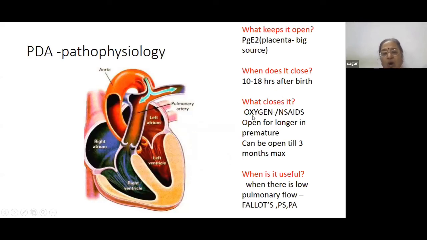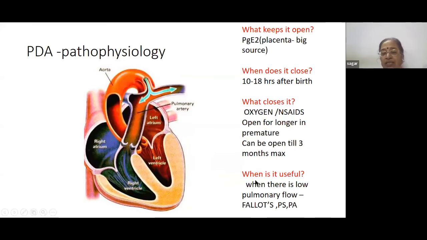What closes it? Oxygen. The first breath that the infant takes releases oxygen, and oxygen causes constriction of the PDA, and you remove the placenta, so the PGE2 goes off. So that is when the PDA will close at birth. Now NSAIDs, because they are prostaglandin antagonists, can close it. It's kept open for a longer time in a premature infant and can be open till a maximum of 3 months.